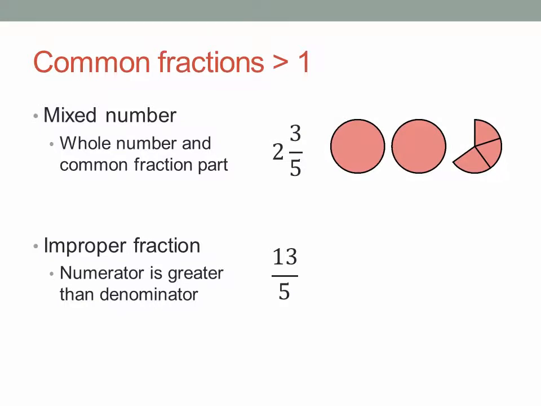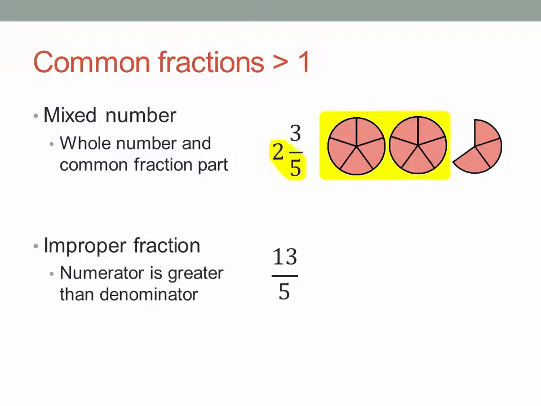2 3/5 means 2 wholes plus another 3/5. If I divide up those wholes into fifths, how many fifths will I have in total? 5 from each whole, 5 times 2 is 10, plus the other 3 makes a total of 13/5. Or go back the other way, 13/5. We call it improper because the number on the top is greater than the number on the bottom.